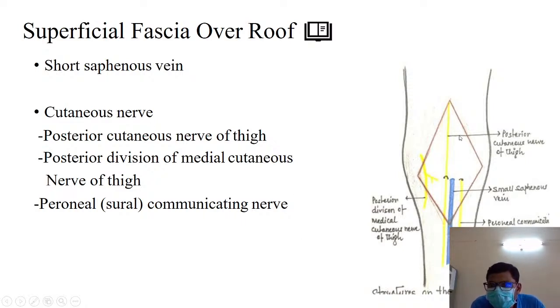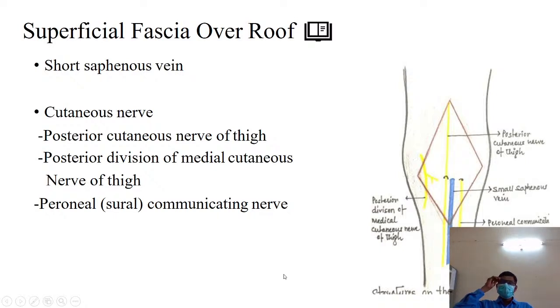So you can see here, this is the posterior cutaneous nerve of the thigh, the bigger one. And this is the posterior division of the medial cutaneous nerve of the thigh. And also there is another important nerve passing through the roof of this popliteal fossa, that is the peroneal communicating nerve or the sural communicating nerve. This is the sural communicating nerve or the peroneal communicating nerve.